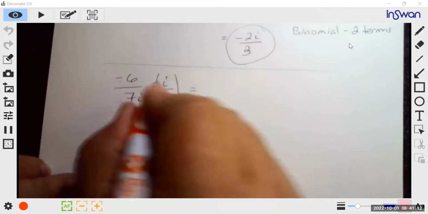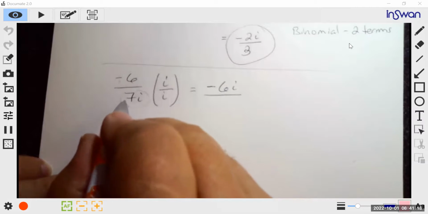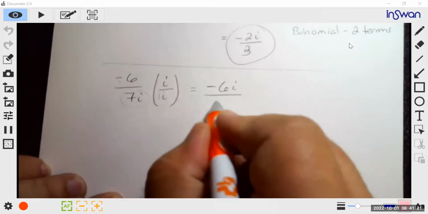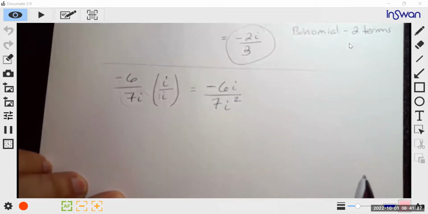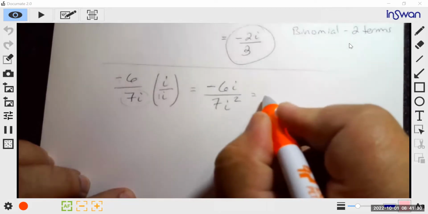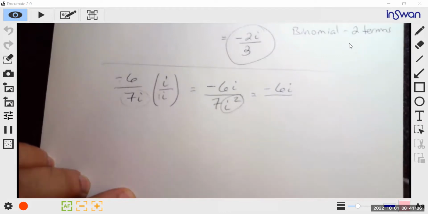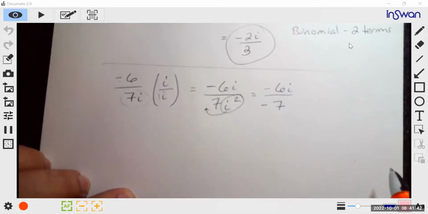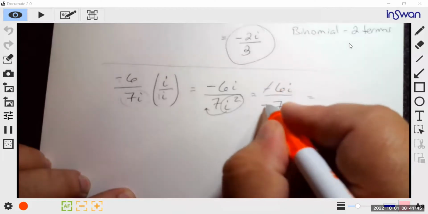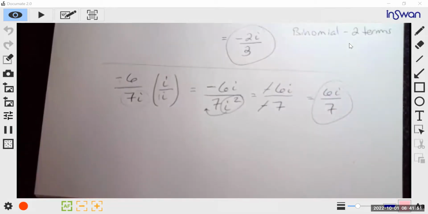-6. Negative times positive is negative. 6 times 1 is 6i. Positive is positive. 7 times 1 is 7. i times i is i squared. You can't have an exponent on i, so this becomes a -7. The negatives cancel, so you have 6i over 7. Pretty straightforward.